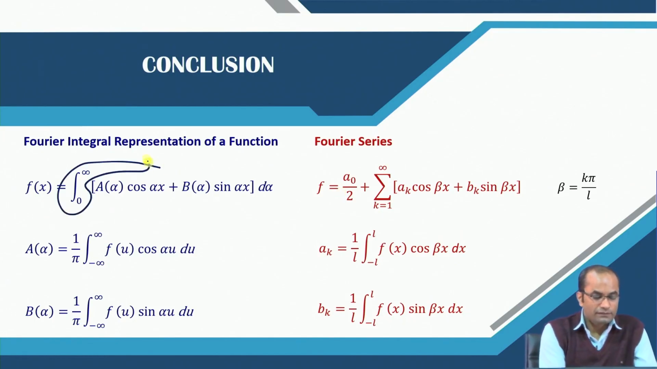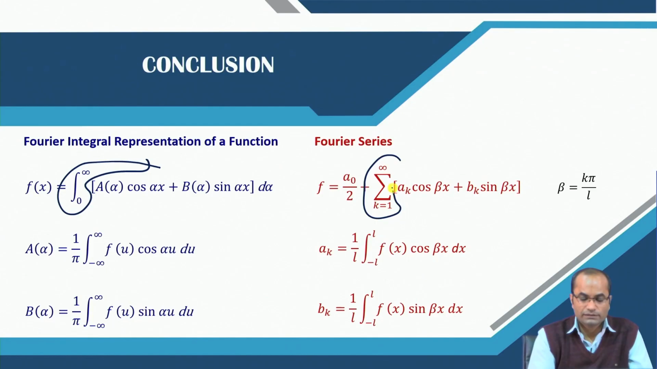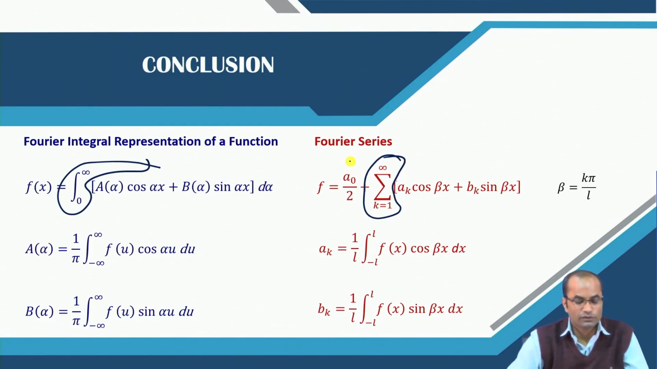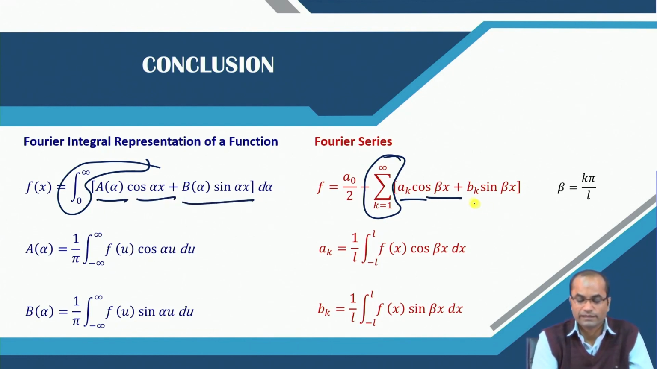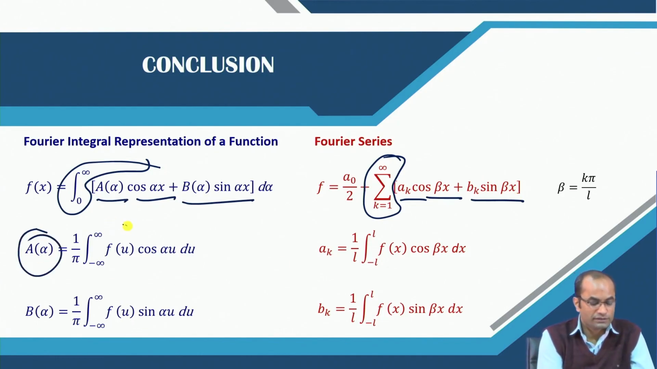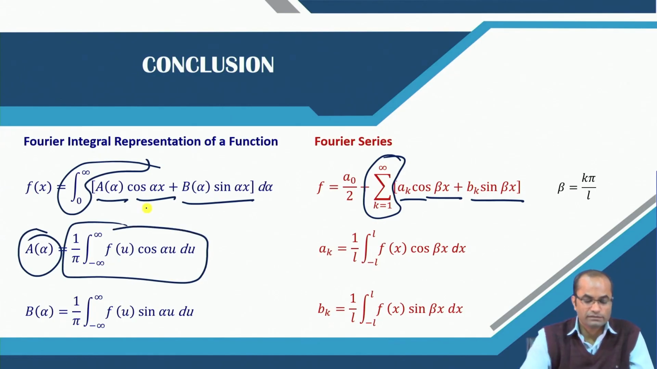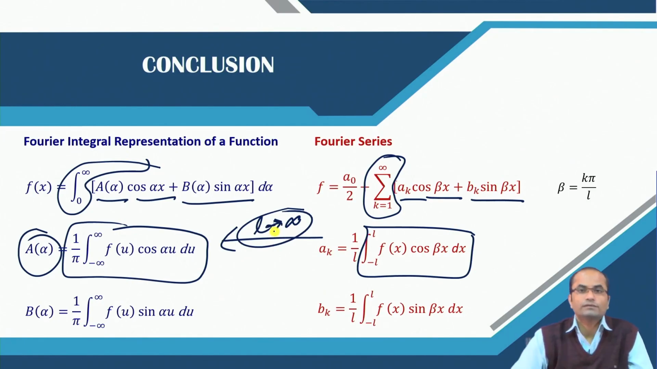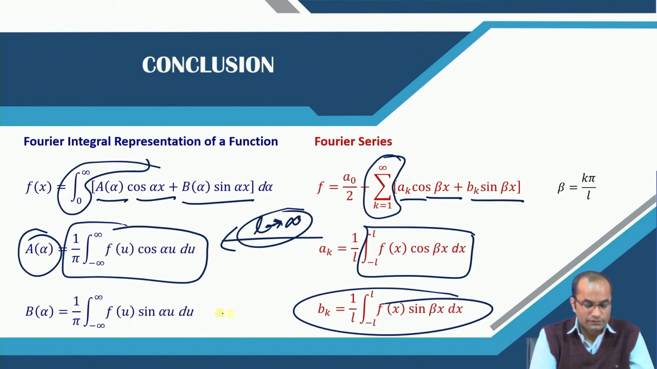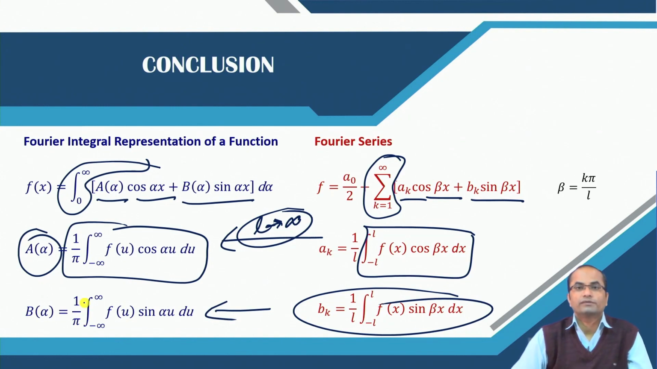So, here we have this integral 0 to infinity, there we had this summation from 1 to infinity, we have a k, here also we have a, then cos, here also b sin, and there also b sin, and this a alpha is going to be computed with this integral from minus infinity to plus infinity, though there it was minus L to L, and obviously in the process we let L go to infinity. I mean, that was the whole idea of this transition, and here also we have a similar result, that this minus L to plus L is just replaced by minus infinity to plus infinity.